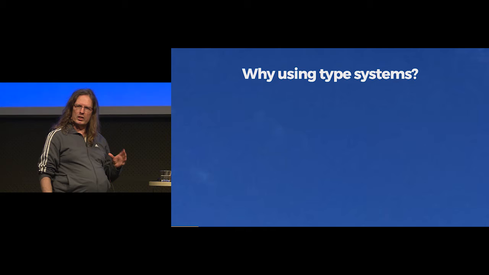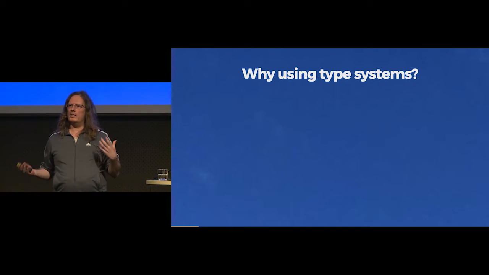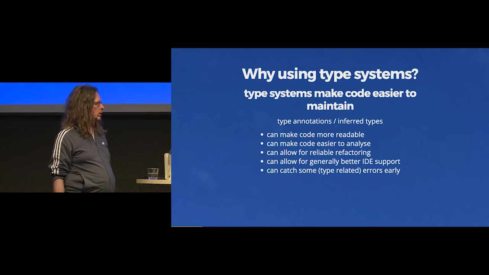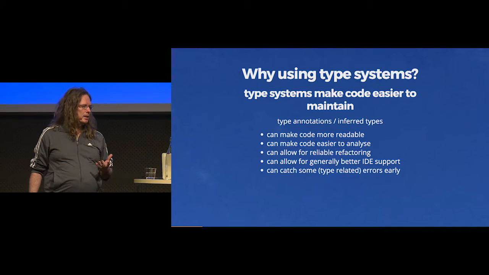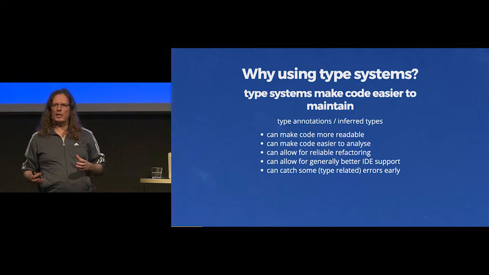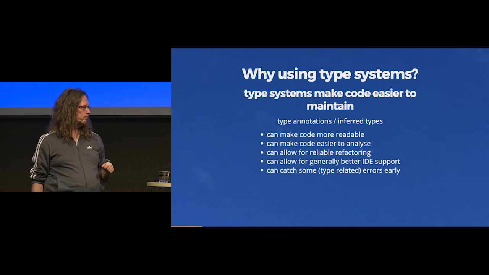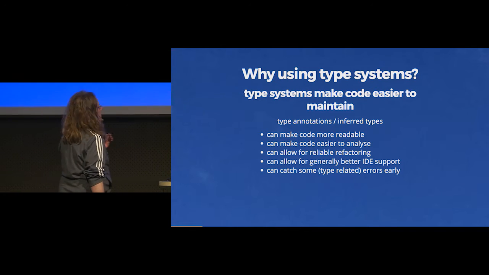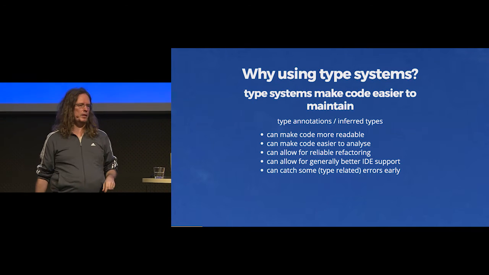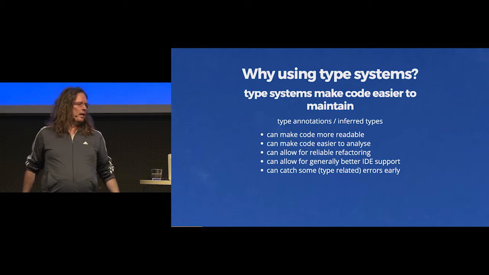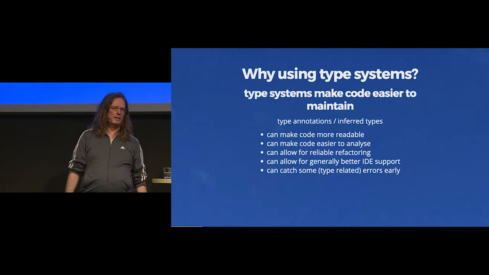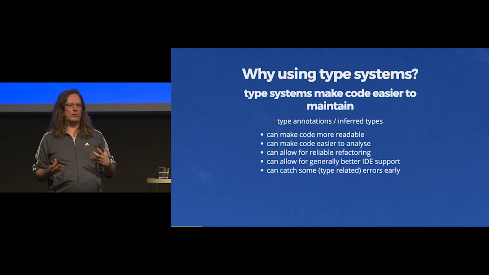So, we're at a Java conference, so probably you like type systems, but still, why would you use one? From my experience, type systems make maintenance of code much easier. In more detail, it makes code more readable, like the real annotation. It makes code easier to analyze for your IDE. That also counts for the inferred types. So even if you don't put the type there, the IDE can still know, oh, this is of this type. And this is like a prerequisite for refactoring. If you don't have reliable analytics for your code, the IDE is not good at refactoring.